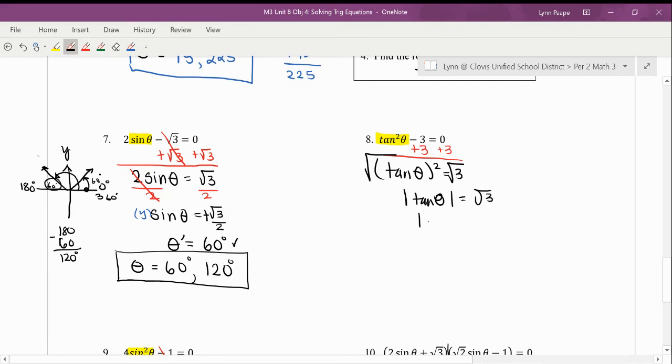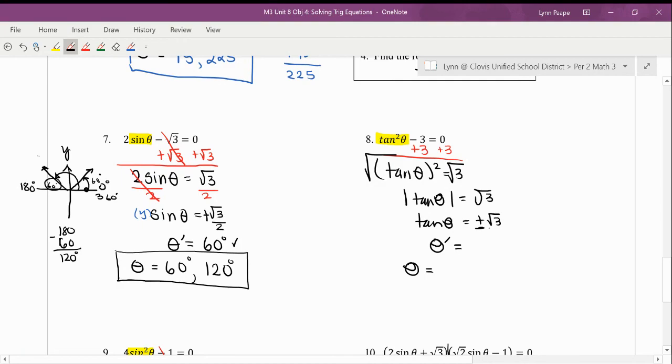But then I know with the absolute value, that means I could have that be positive root 3, because if that was positive root 3, it'd still be positive. Or I could have it be negative, because the absolute value of a negative is positive. So that's very much like one of the previous problems that we did. From here, I want to find my reference angle and then my rotated angles.